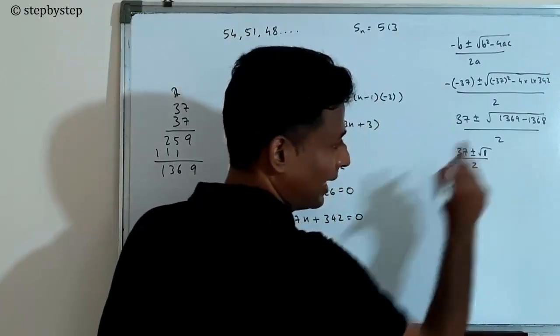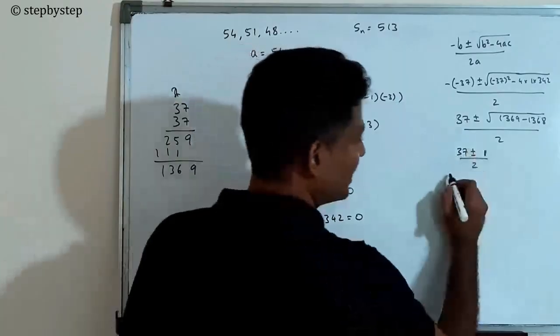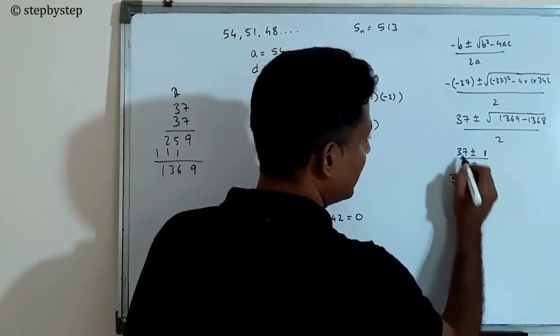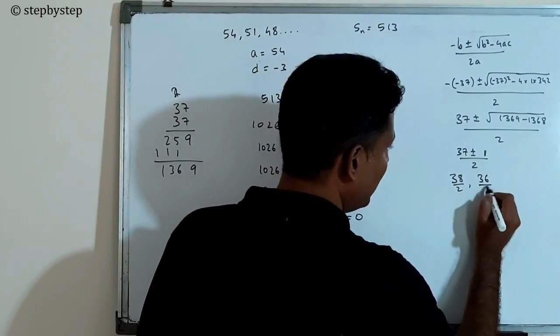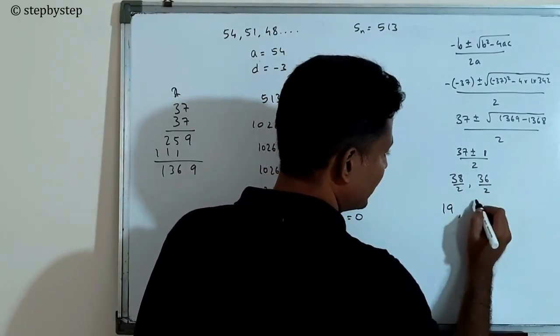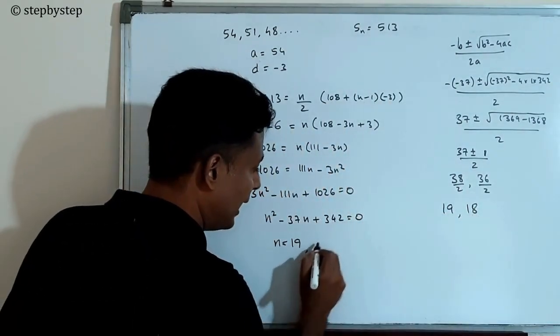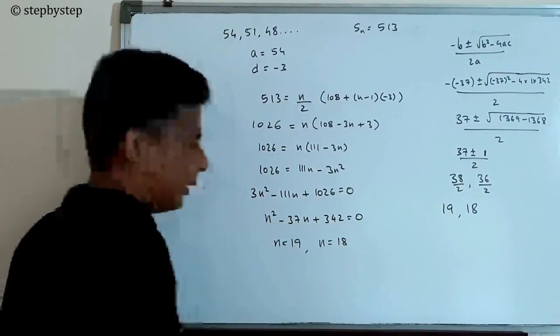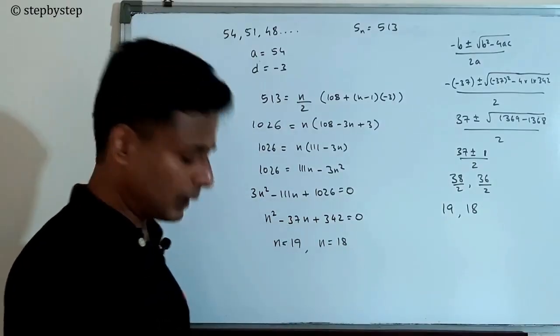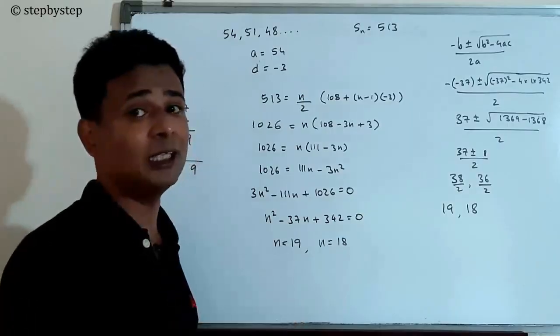So 37 plus or minus root of 1 is 1, right? So 37 plus 1, 38 by 2 and 37 minus 1, 36 by 2. 38 by 2 is 19 and 36 by 2 is 18. So we are getting n equal to 19 and n equal to 18. Both answers are correct. The sum of the first 18 terms will be the same as the sum of the first 19 terms.